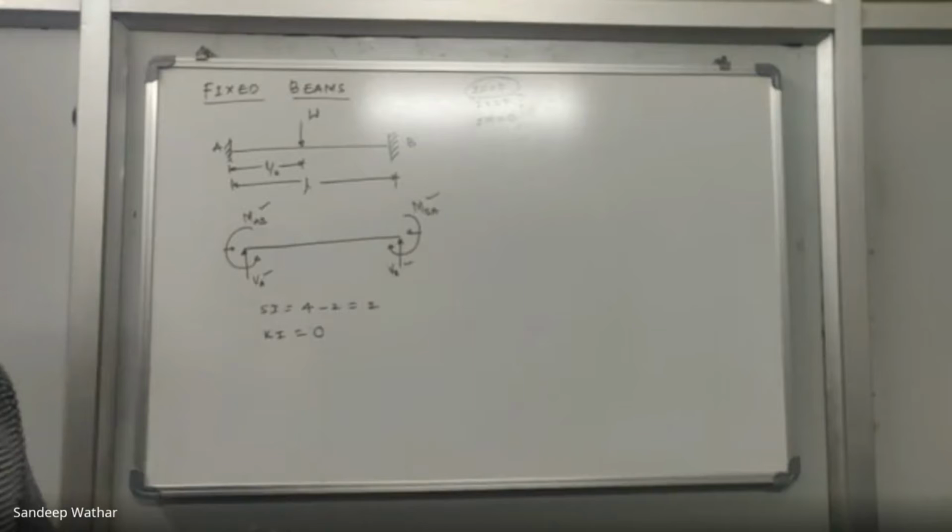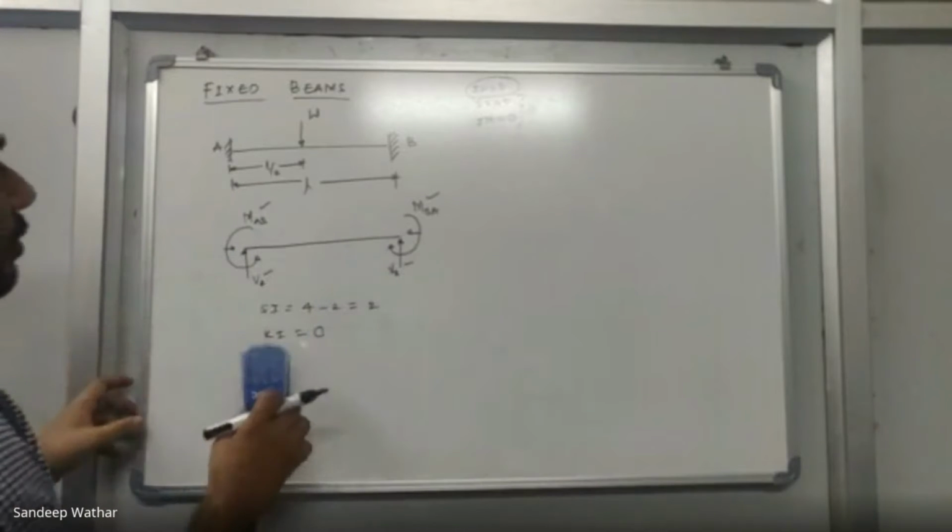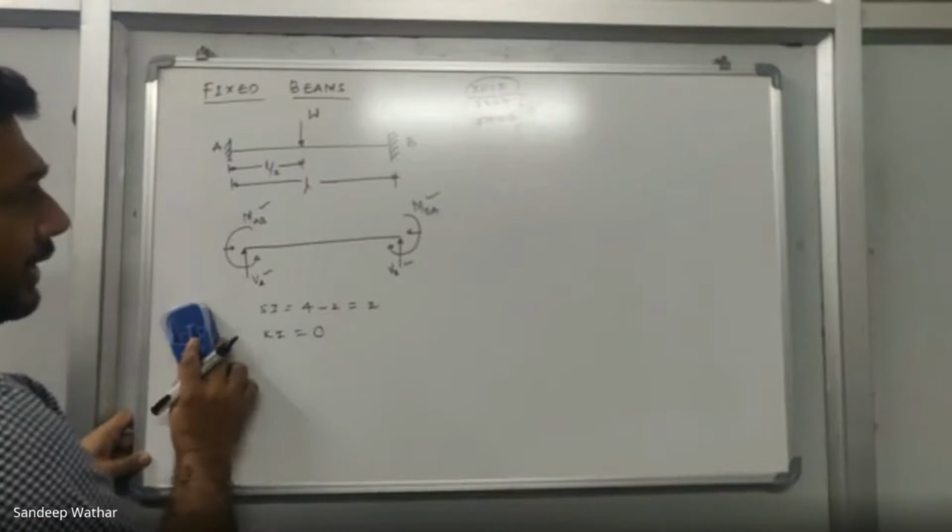So I'll use the techniques that you have already used in your previous semester. Whenever you want to find out slope and deflection, you used to use equations. You used to use methods like the moment area method or the conjugate beam method. So I'll use the conjugate beam method in order to solve this problem. I'm simply erasing this.